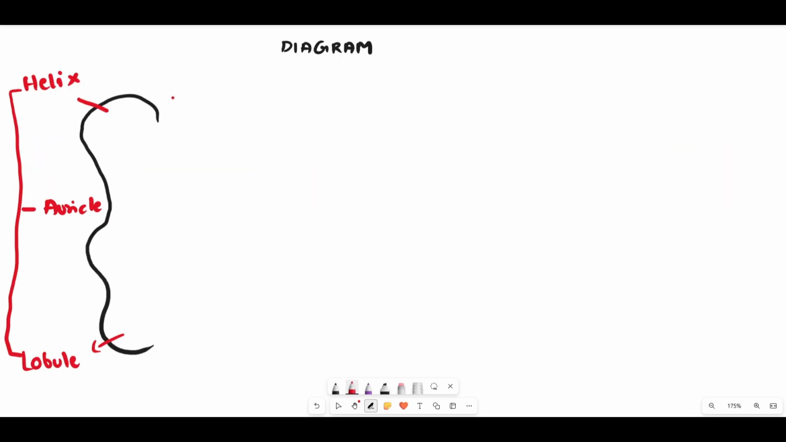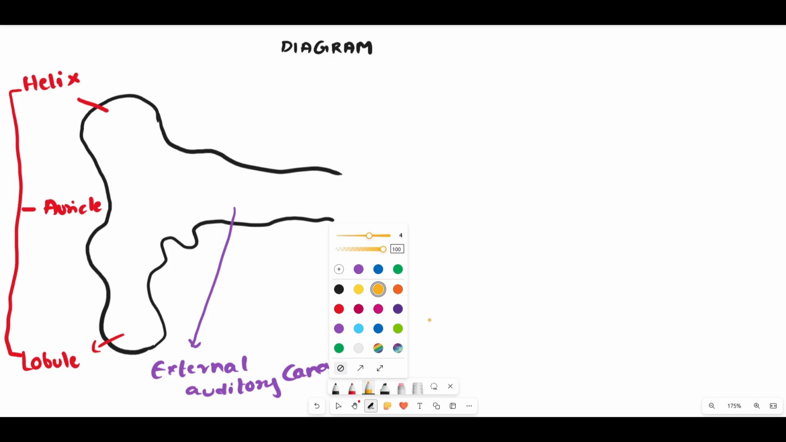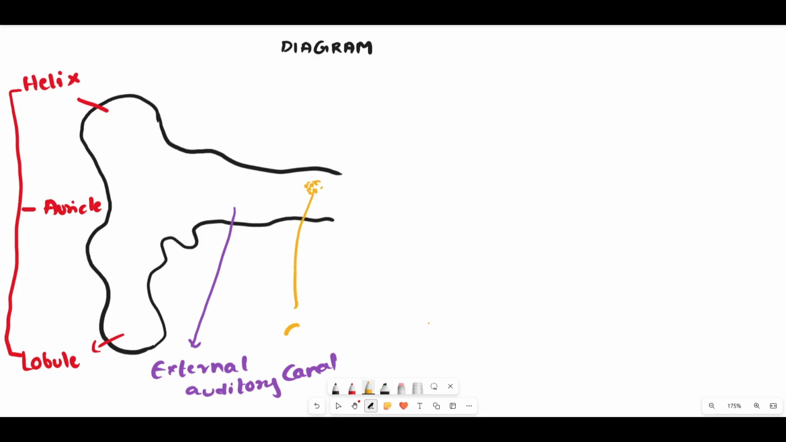So first we have drawn the external part of the ear. The above part we call the helix, the lower part is the lobule, and both together we call the auricle. This long tube-like portion we will call the external auditory canal. In this external auditory canal, we will have the ear wax. This ear wax can also be called cerumen.